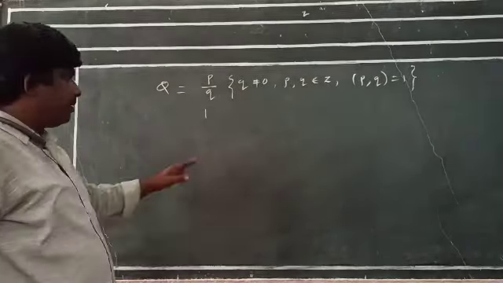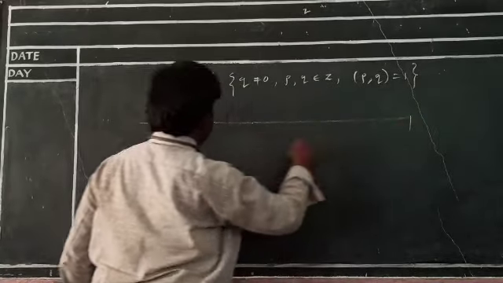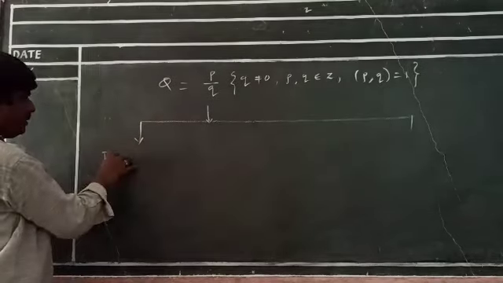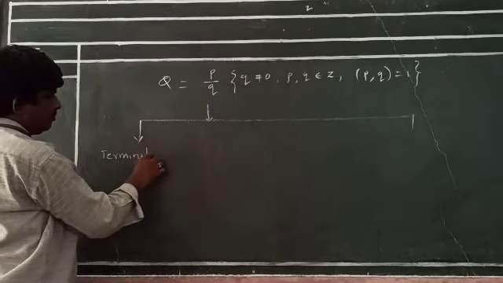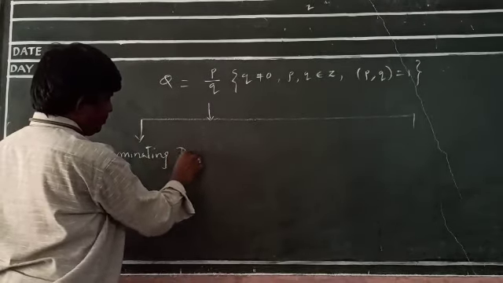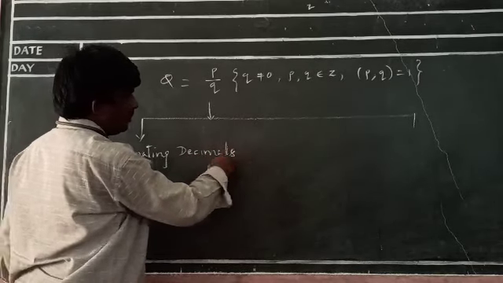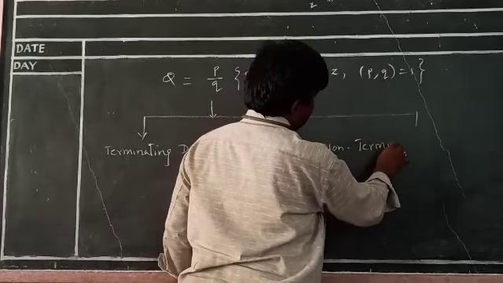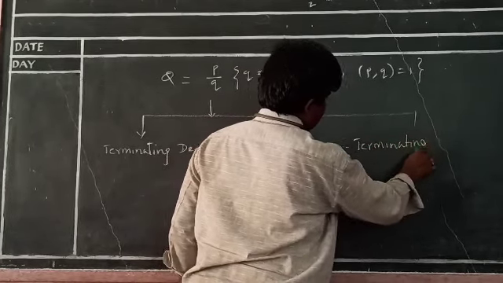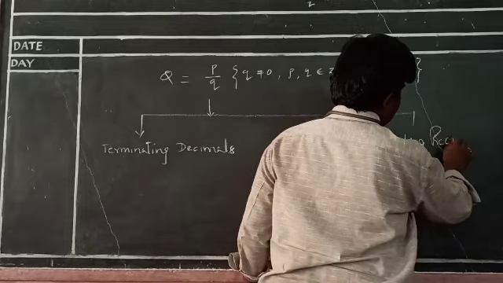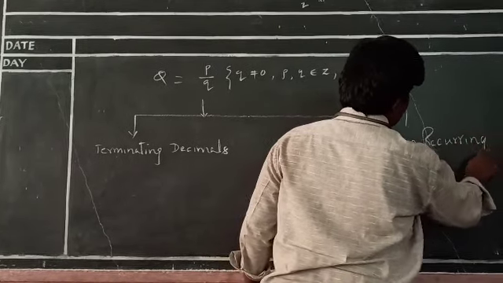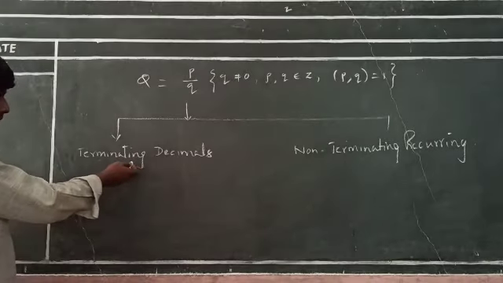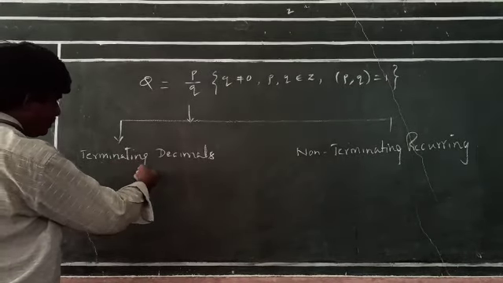Rational numbers can be represented in the form of terminating decimals, and non-terminating recurring decimals. What are terminating decimals? Terminating decimals is nothing but the division should be completed.